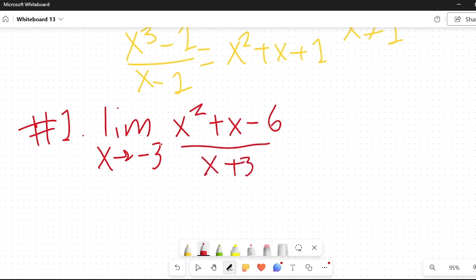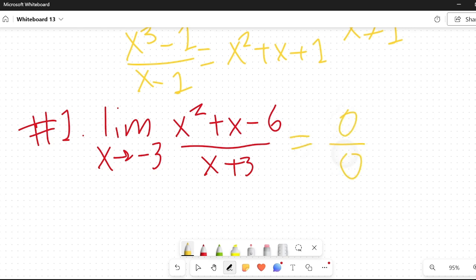Normally, plugging -3 into the numerator is fine, but if we plug it into the denominator, it's going to be equal to 0. And what we know from this is that if the denominator is 0, the limit might not exist. In fact, we can try something: if we plug -3 into the numerator, we'll get 9 minus 3 minus 6, so we'll get 0 over 0.